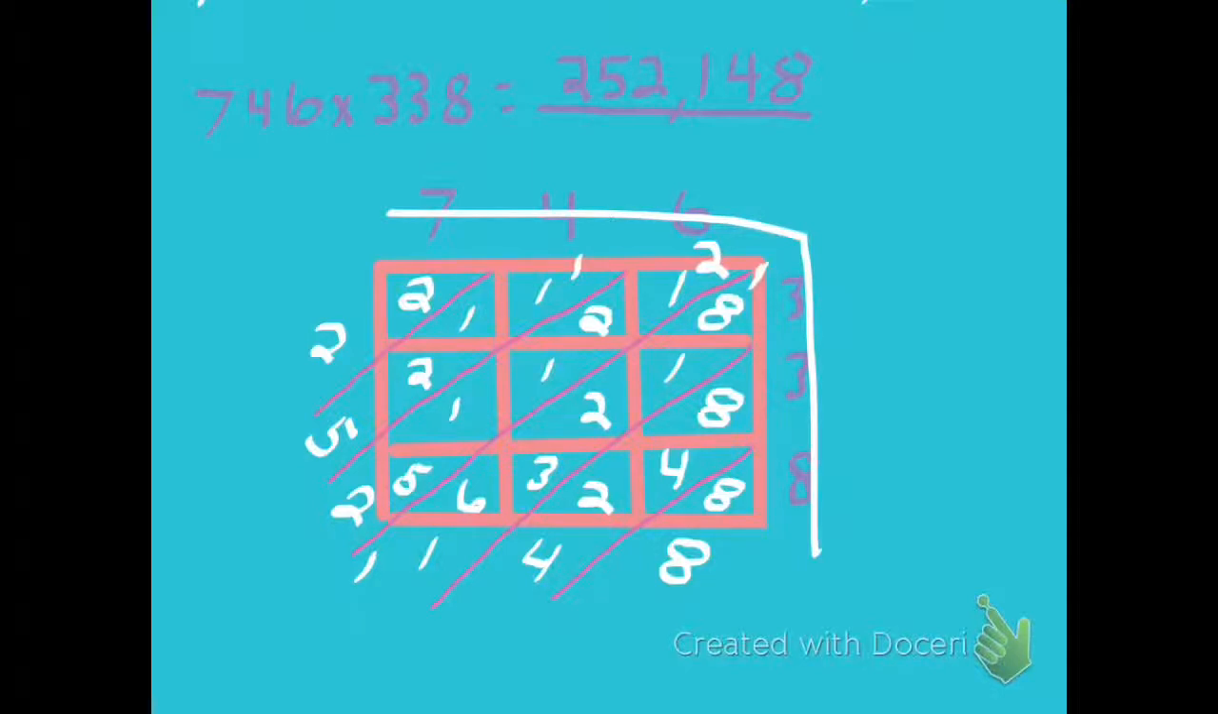So that is how to do lattice multiplication with bigger numbers. And your answer for this problem today is 252,148. Thanks for watching. Bye.